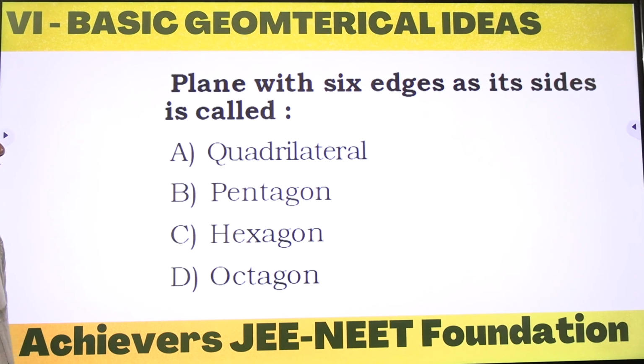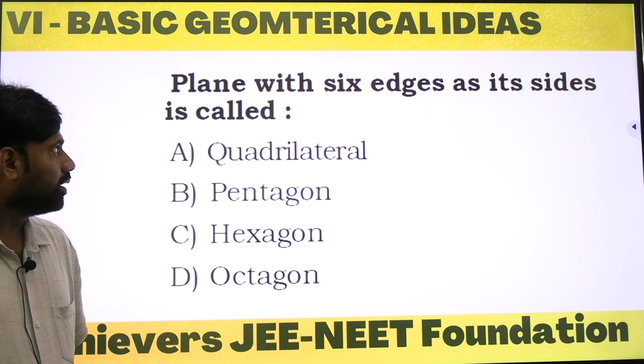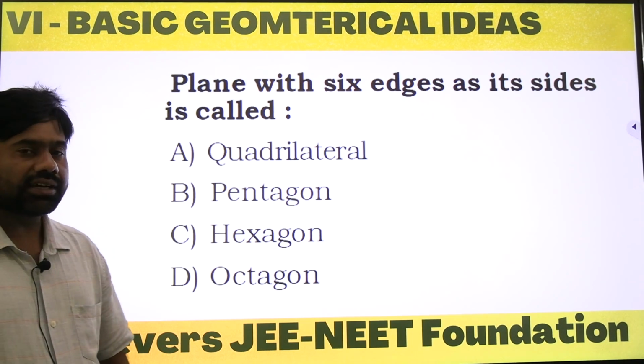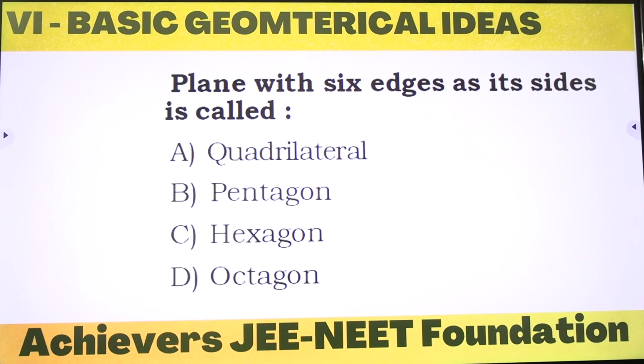Plane with 6 edges as its sides is called dash. You know that a plane with 4 edges is called a quadrilateral. A plane with 5 edges as its sides is called a pentagon. A plane with 6 edges as its sides is called a hexagon. Therefore, option C, hexagon, is the correct answer. Next question.